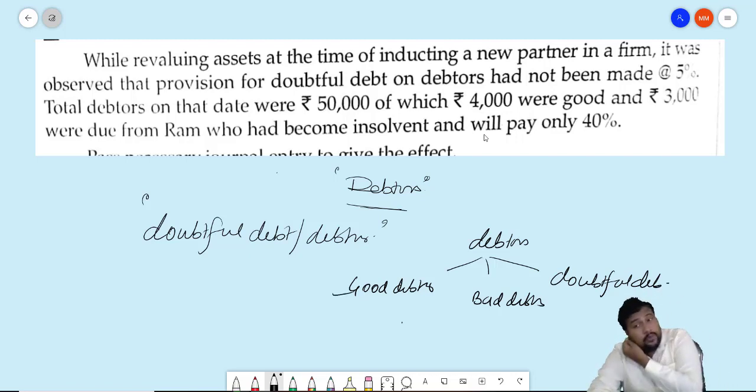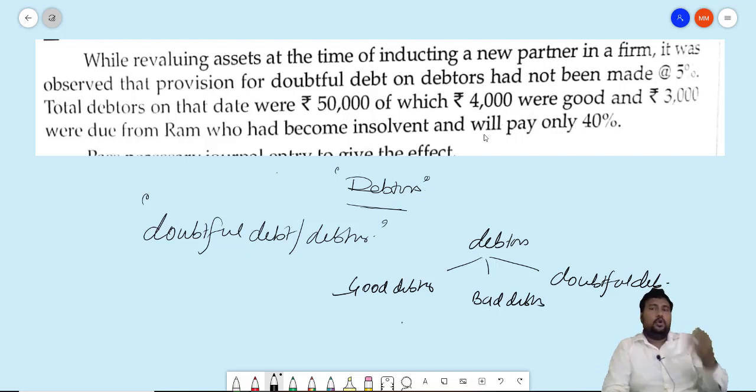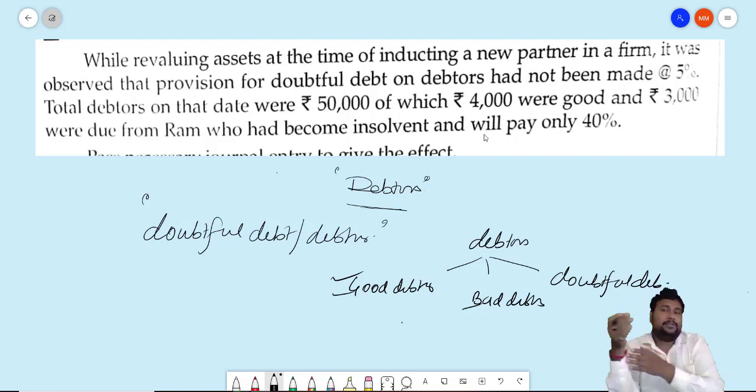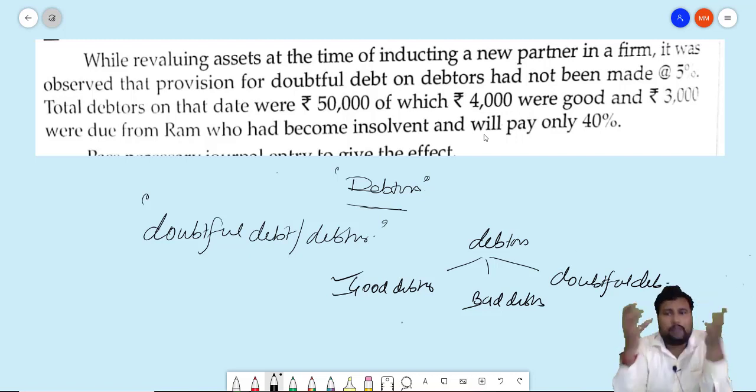Good debtors are those about whom the business is very sure that they will pay our money. And those about whom the business is very sure that they are not going to pay our money are known as bad debtors. Apart from these two, whatever debtors are balanced in the business, some are good debtors about whom the business is very clear that they will pay, and bad debtors about whom it is very clear that they will not pay. Whoever remains, about whom it is not clear whether they will pay or not, is considered a doubtful debtor.